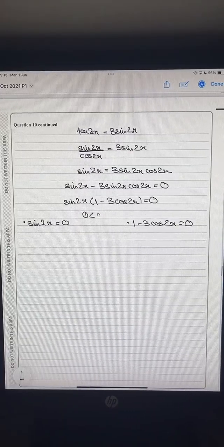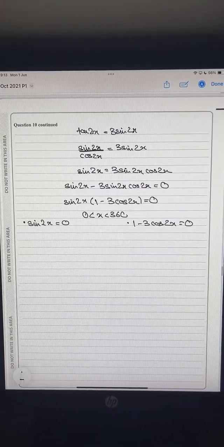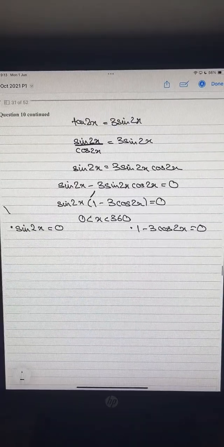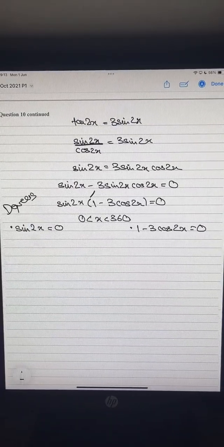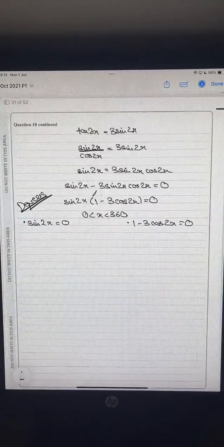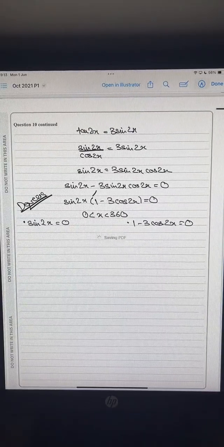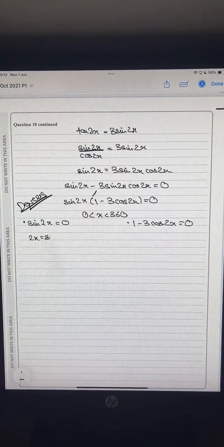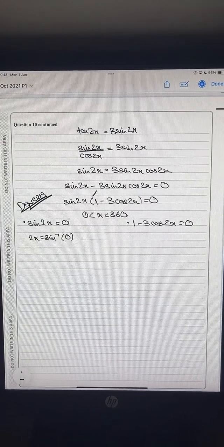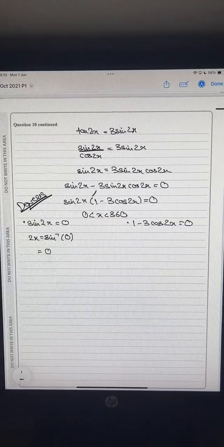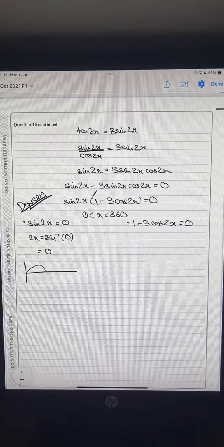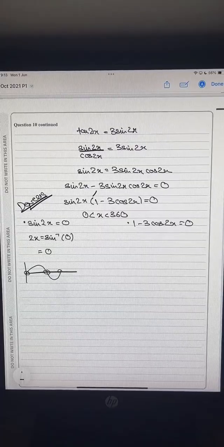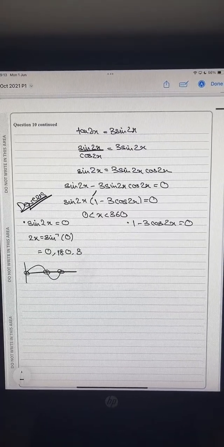And what is my range of x? It is this from before, as a reminder. And we need to make sure we're working in degrees, not radians. So make sure your calculator is in the correct mode here. So solving my left side first, I know that 2x is the inverse of sine of 0, and my solution my calculator gives me is 0, and then I just need to use the graph. Is 0, 180, and 360, 180 and 360.